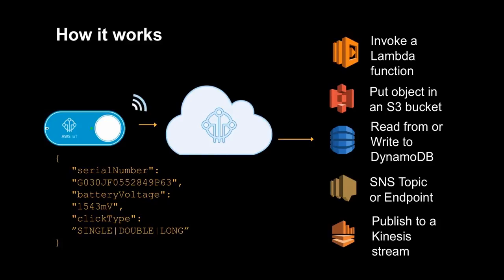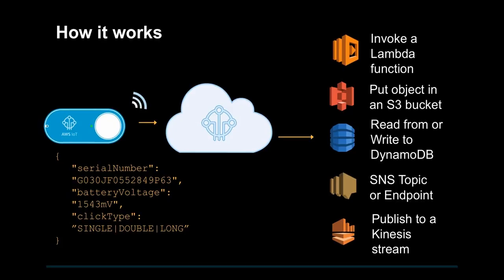All of these clicks will invoke a Lambda function. But since now it's an AWS IoT rule, you can do other things like put that JSON document into an S3 bucket. You can push the data into DynamoDB or publish on a Kinesis stream.